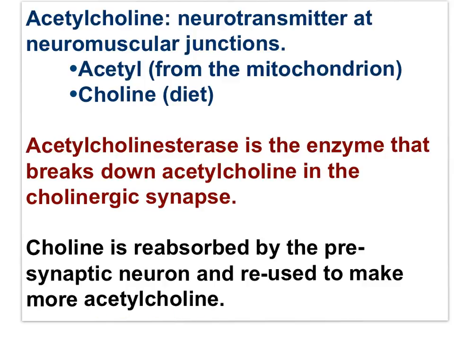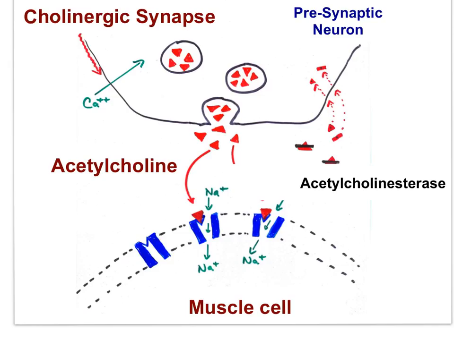Now, what's the name of that enzyme again? Acetylcholinesterase. You've seen this image before, but imagine that this is a neuromuscular junction. The synapse is a cholinergic synapse. Acetylcholine is released from the presynaptic neuron to stimulate the muscle cell to contract. Acetylcholine is removed from the synapse by acetylcholinesterase, represented in this image as these black lines. The choline is reabsorbed by the presynaptic neuron to be used again.